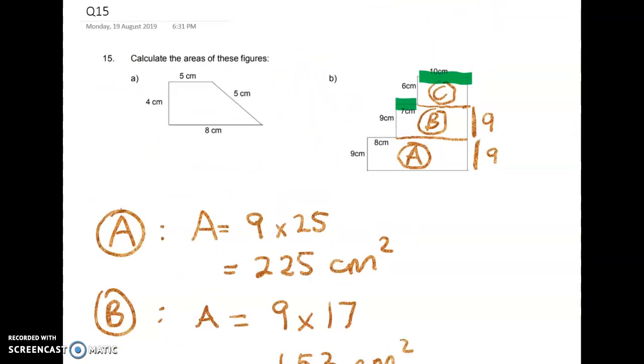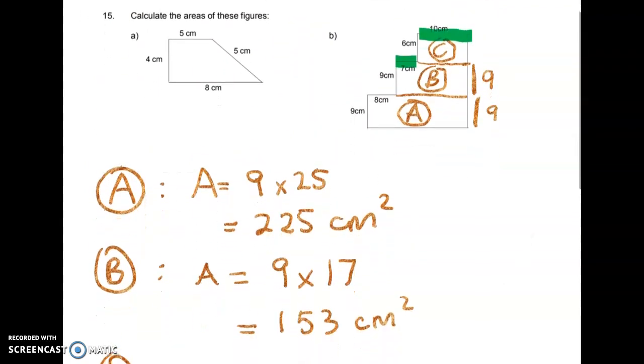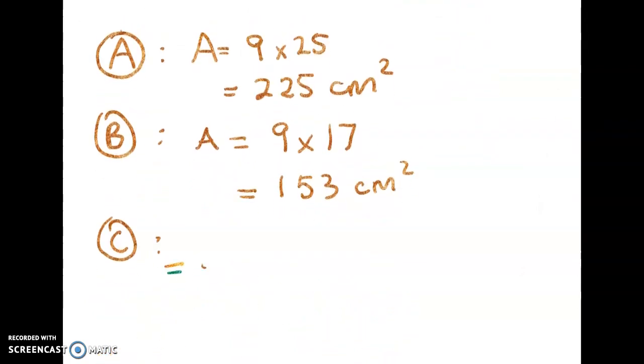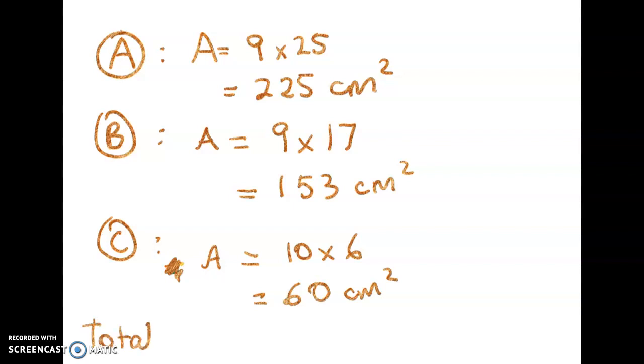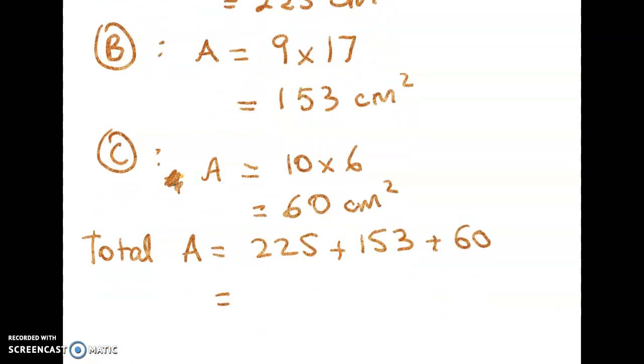That's the easiest one, so that's got dimensions 10 centimetres and 6 centimetres. So the area is equal to 10 times 6, which is 60 centimetres squared. So the total area is 225 plus 153 plus 60, which gives us, hopefully, the same thing that I got before.